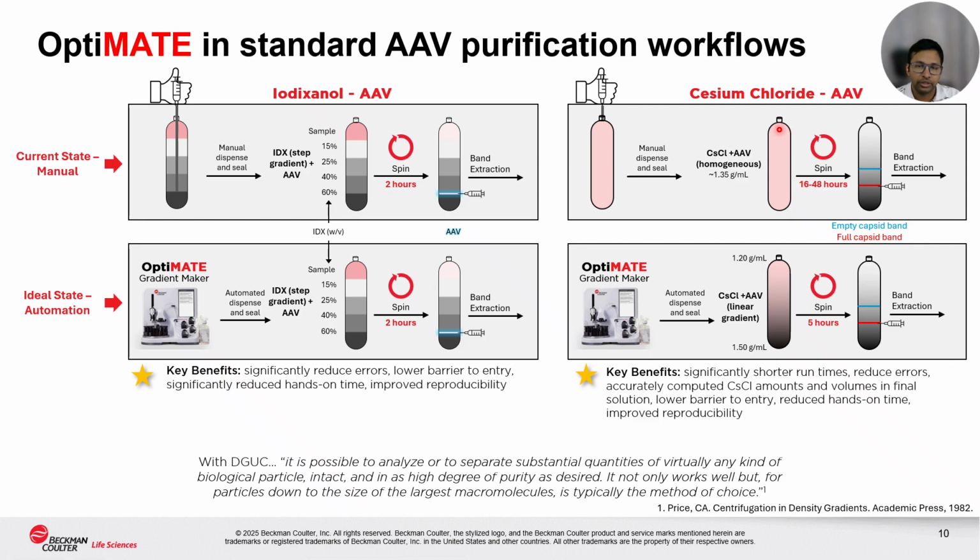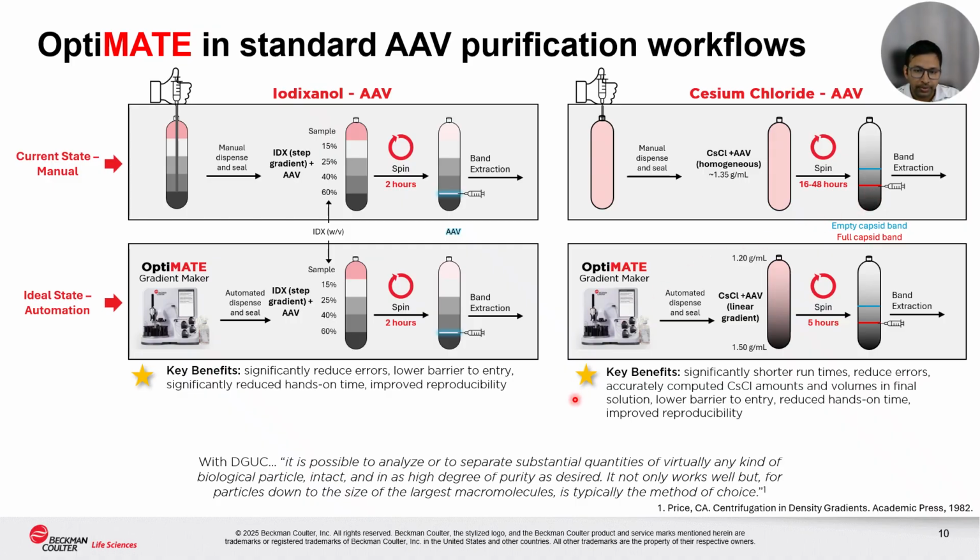That is the self-ordering or self-forming of the gradient of cesium chloride. And as part of this, you will find that the full capsids and the empty capsids separate into specific bands, after which you can extract the full capsid band using a syringe when you puncture the side of the tube.